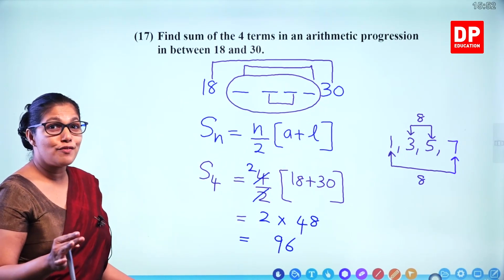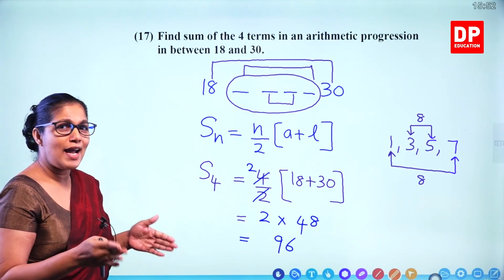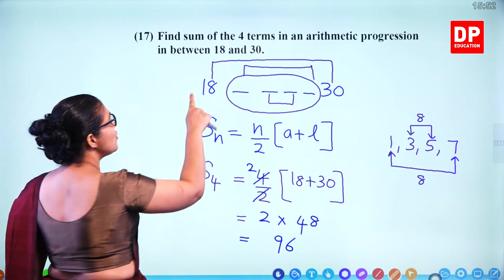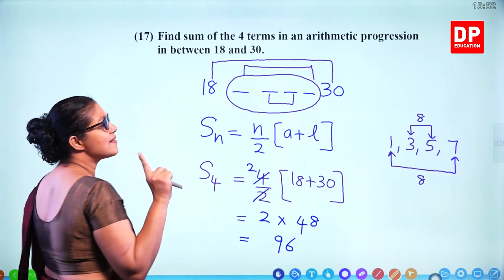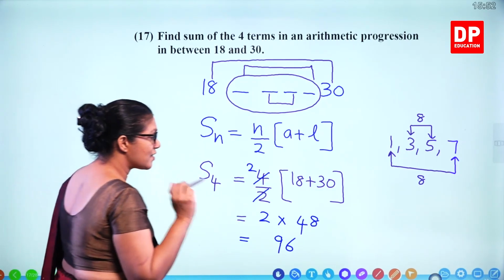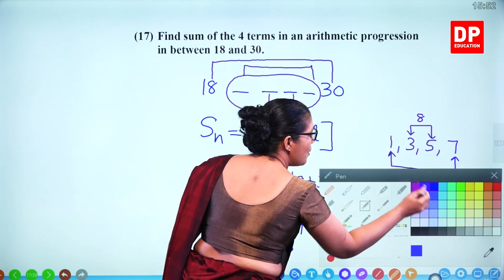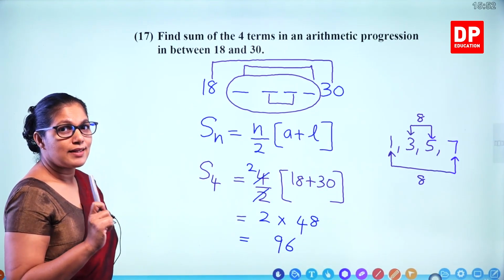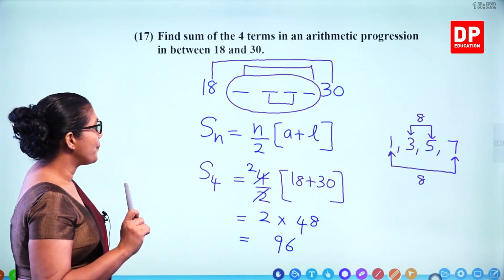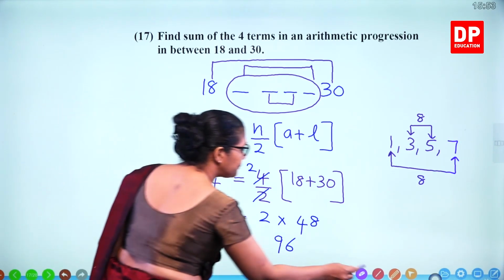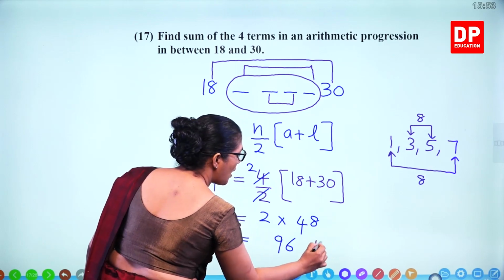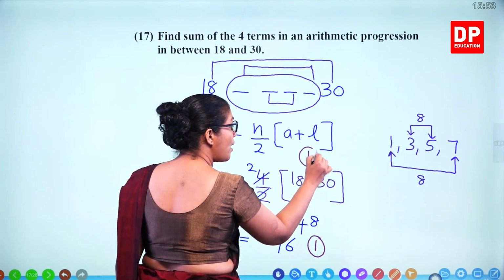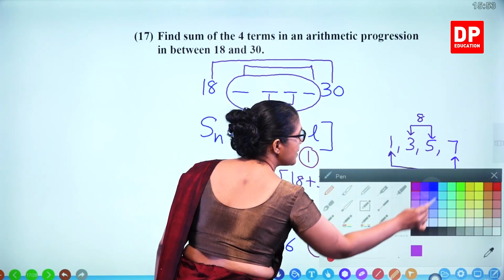So you don't need to find out the first and the last term of that. You can take any 2 terms. The sum is the same. So that's a good one. Remember that we did that in the arithmetic progression video. So 96. So 2 marks, 1 mark for the answer and 1 mark for the method.